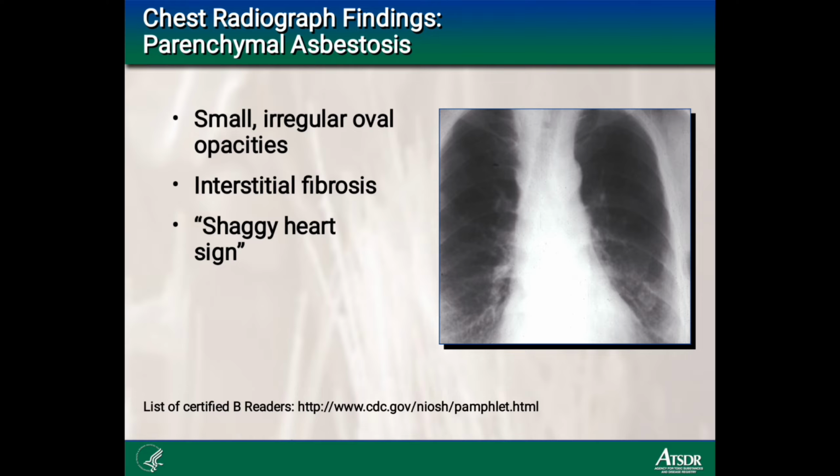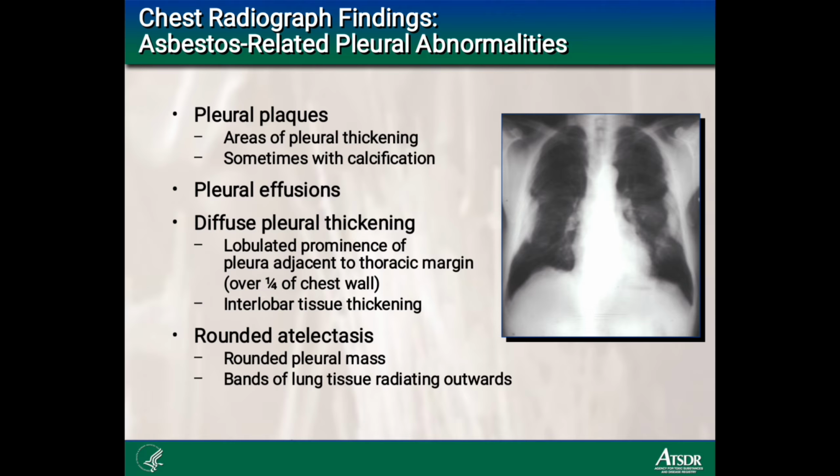And according to the lab studies, we have chest radiograph findings. In parenchymal asbestosis, these are small, irregular oval opacities, interstitial fibrosis, shaggy heart sign, and pleural plaques, areas of pleural thickening, sometimes with calcification, pleural effusion, diffuse pleural thickening that is associated with lobulated prominence of pleura adjacent to the thoracic margin, and interlobar tissue thickening.